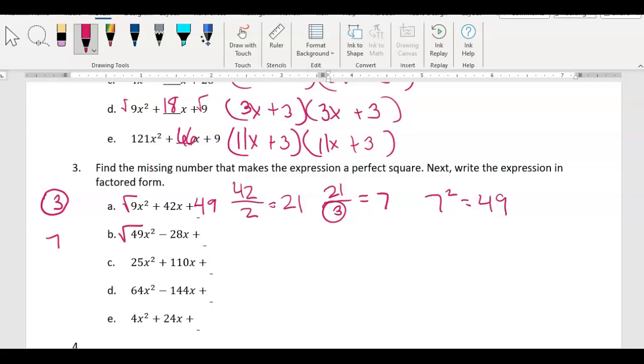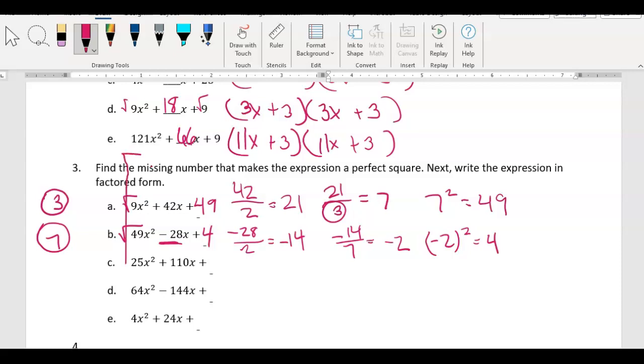Square root of 49 is 7. Going to hang on to that for later. Take b, negative 28, divided by 2 gives me negative 14. Negative 14 divided by 7 gives me negative 2. Negative 2 squared gives me 4. So I'm going to add 4, and that makes my perfect square. All right? It's just a lot of steps, but you can do it.